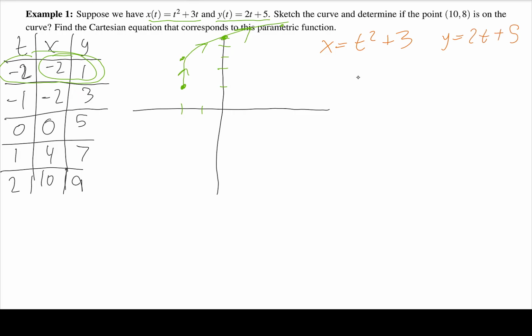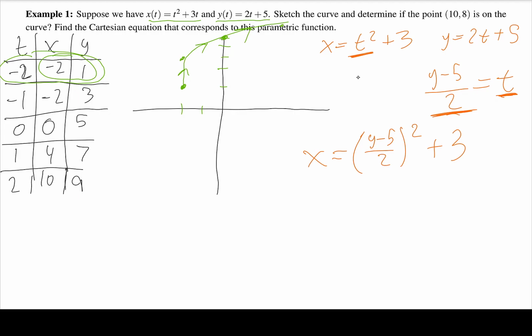In something like this, I'm going to try to get t alone. So on the right-hand side, y minus 5 divided by 2 will give us t. Now I can plug that into my x equation. So I'll get x equals, using t right here for this t value, y minus 5 over 2 squared plus 3. And so now we know more of what this looks like. This is an x equals y squared type of graph.